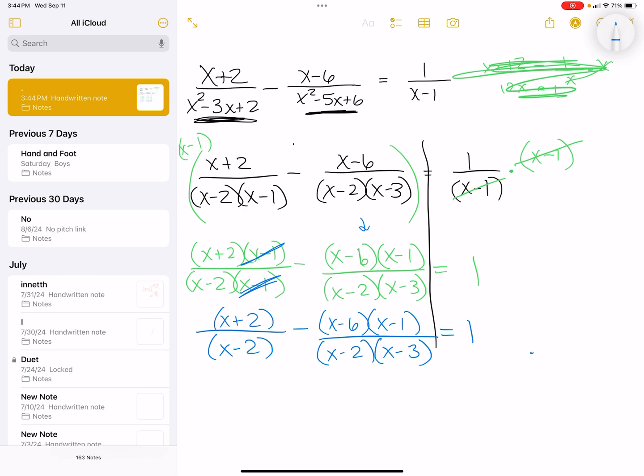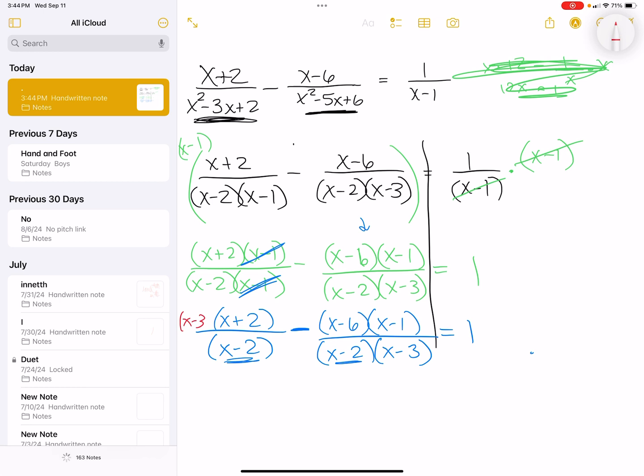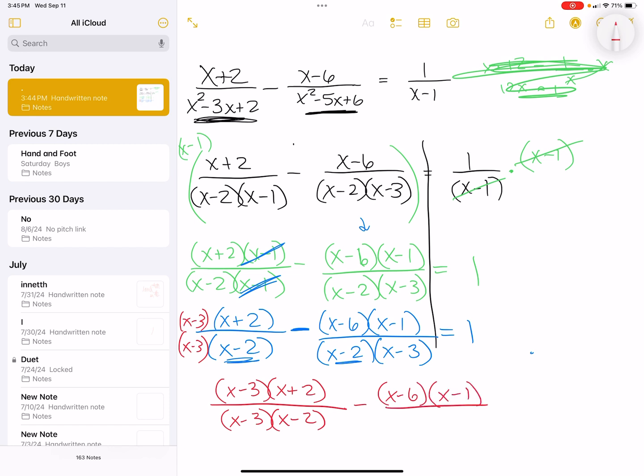So on this side, I'd like to get a common denominator since I'm subtracting, and that's real easy now that I see I have an (x - 2) and an (x - 2). The only thing I have to multiply is (x - 3). So this one's going to get multiplied by (x - 3) over (x - 3). So that gives me (x - 3)(x + 2) over (x - 3)(x - 2), and then minus (x - 6)(x - 1) over (x - 2)(x - 3).